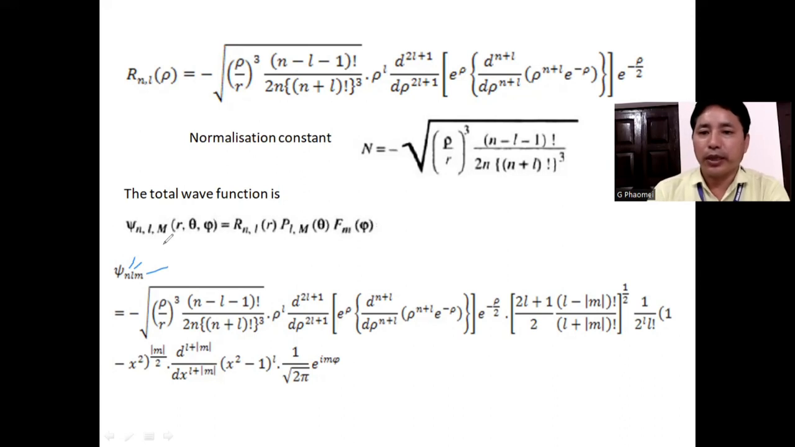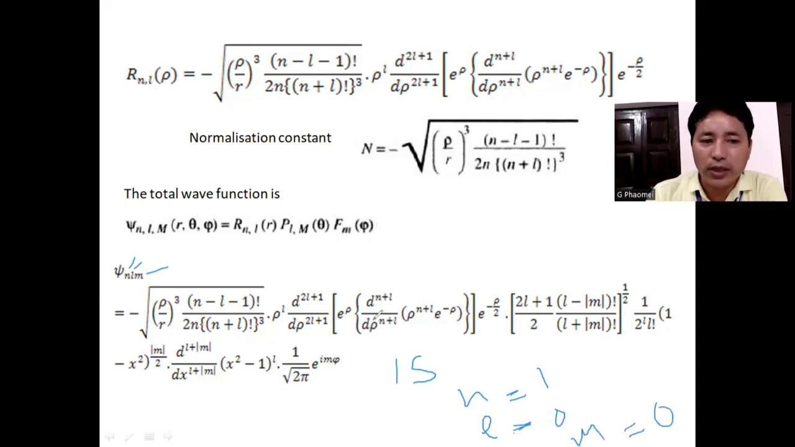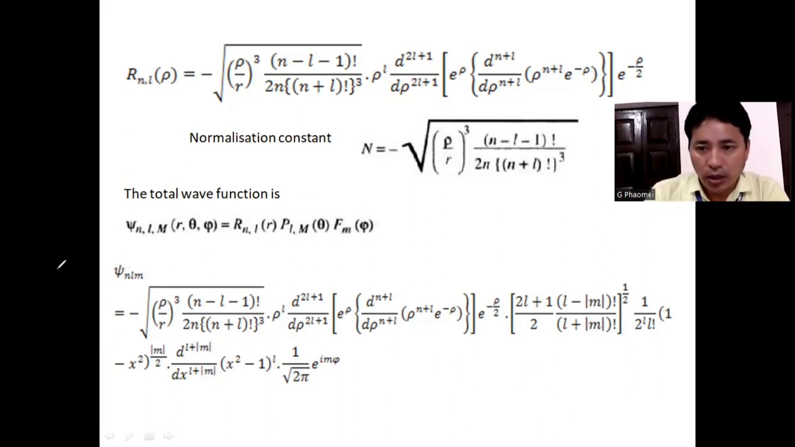Now if you know the principal quantum number, azimuthal quantum number, and magnetic quantum number, for example, for the 1s orbital, we can say n is equal to 1, l is equal to 0, and m is equal to 0. That means we can easily solve this equation. When psi is equal to psi 1, 0, 0, then if you put all the values of n, l, and m, surely we'll get the final wave equation. That wave equation can be represented as the s orbital.